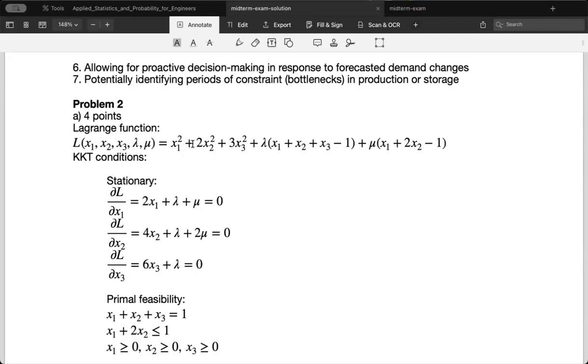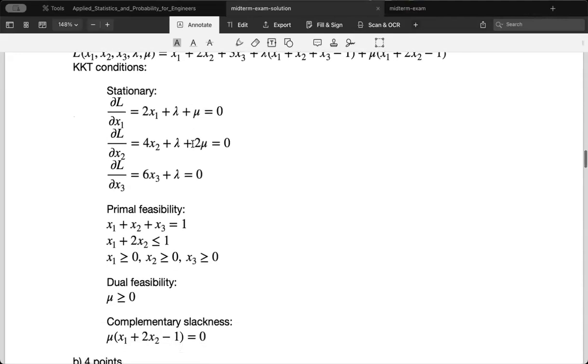And the next one, the derivative with respect to x2: 4x2 plus lambda plus 2 mu must be 0. And the third one, the derivative is 6x3 plus lambda equals 0. What about primal feasibility? Primal feasibility is nothing new, it's from the original constraints, because any solution we obtain must satisfy this primal feasibility. If it's not, that is not our solution.